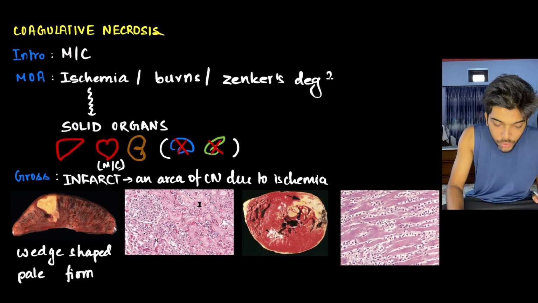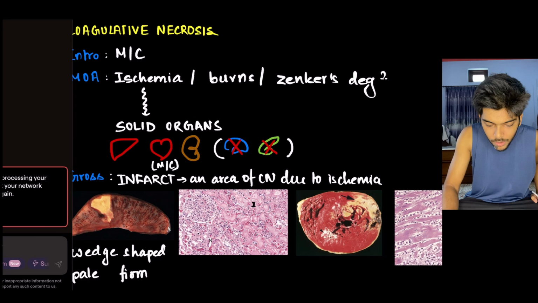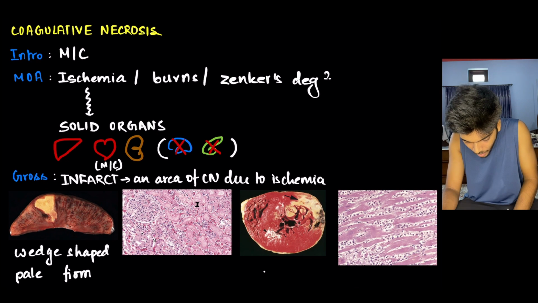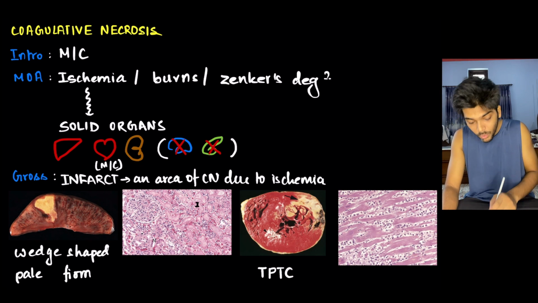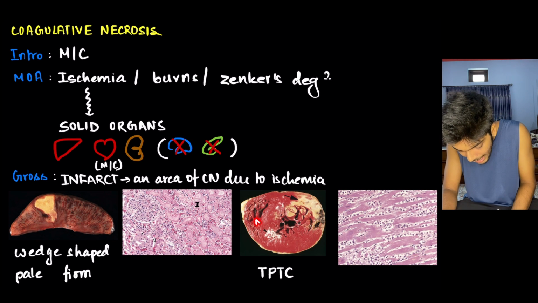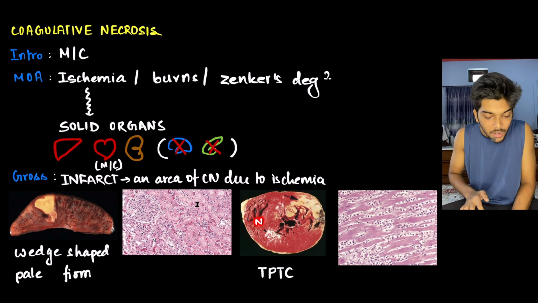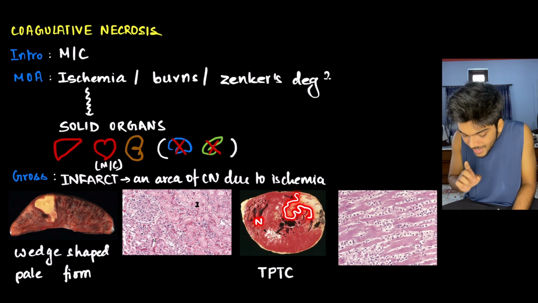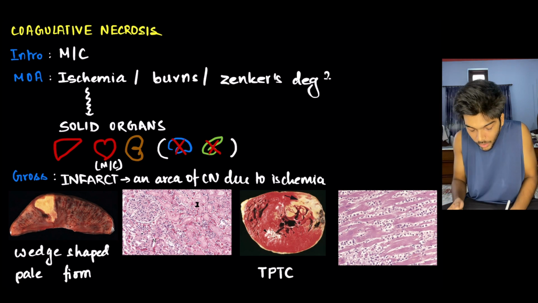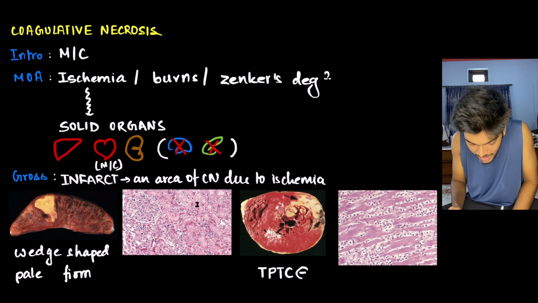In that case, you use a special stain. What do you use? You use a special stain called triphenyl tetrazolium chloride. Triphenyl tetrazolium chloride stains the normal heart brick red in color, but it does not stain the part of the heart that has infarct. It does not stain the infarct, so the infarct appears pale, or in other words, the infarct is TPTC negative.